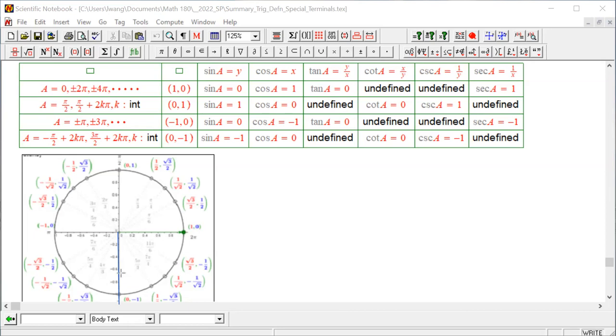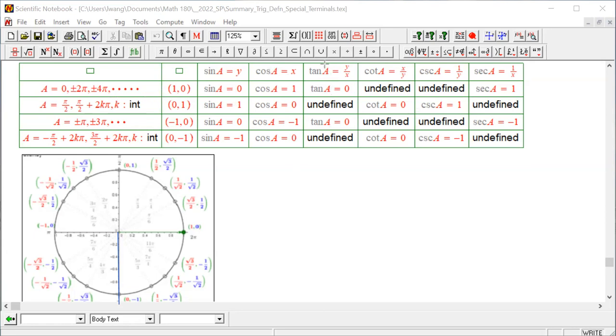So what are the angles that terminate here? Well, -pi over 2, right? 3 pi over 2, right? And plus 2k pi. There are many of them. But in this case, we have 0, -1. So cosine is 0, sine is -1, right? But x is 0 here. So in the definition, anywhere we have x as a denominator, those will be undefined, right? So you can look at it horizontally, you can look at it vertically.